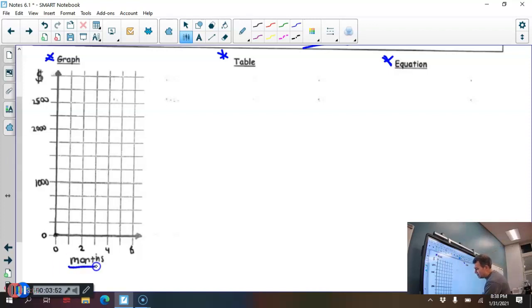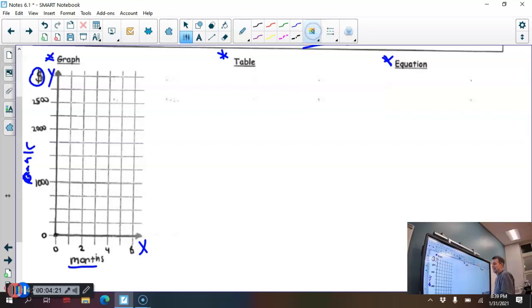Down here, I have months. So that in a graph, that is the x-axis, and the x will be representing months. And this is the y-axis, and it will be representing dollars. And perhaps this is how much money maybe somebody has in the bank. That's supposed to be a B, whatever. And I've already kind of scaled the graph for you.